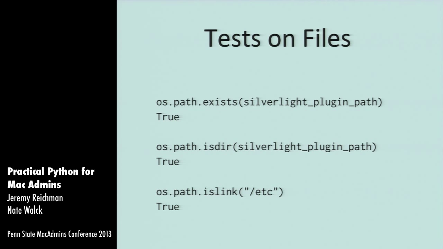So os.path.isdir. The Silverlight plugin path, that's also true, because the Silverlight plugin is a bundle in OS X, as we probably know, or may need to learn. A bundle in OS X is a folder. And then we can find out if something is a link. So there's a couple different options for that in Bash. I believe the one I like is if dash h. I have to remember that one. And /etc in the file system is a symlink. So this would return true.